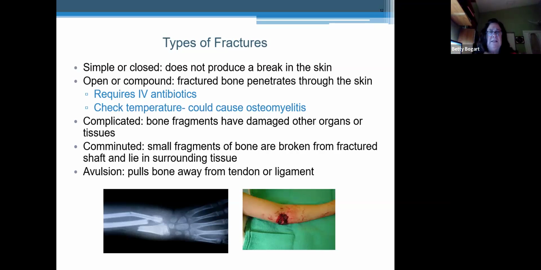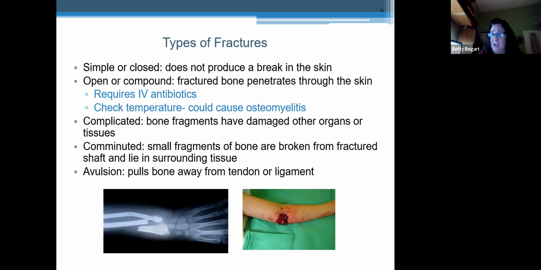Now, there are complicated ones. I think the one that I explain best is rib fractures. If you have rib fractures, they could puncture your lungs and cause pneumothorax. It's a complicated one, all right? Comminuted: little pieces all over the place, and they hurt because of little sharp edges everywhere. And then there's something called an avulsion. The bone pulls away from the tendon or ligament.